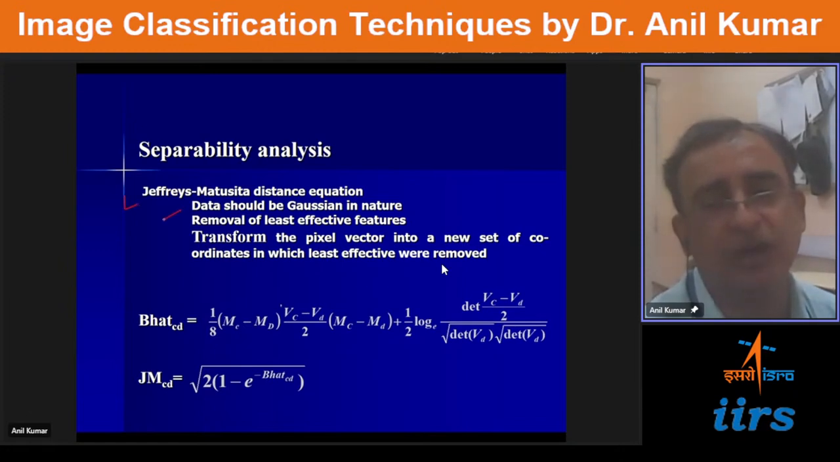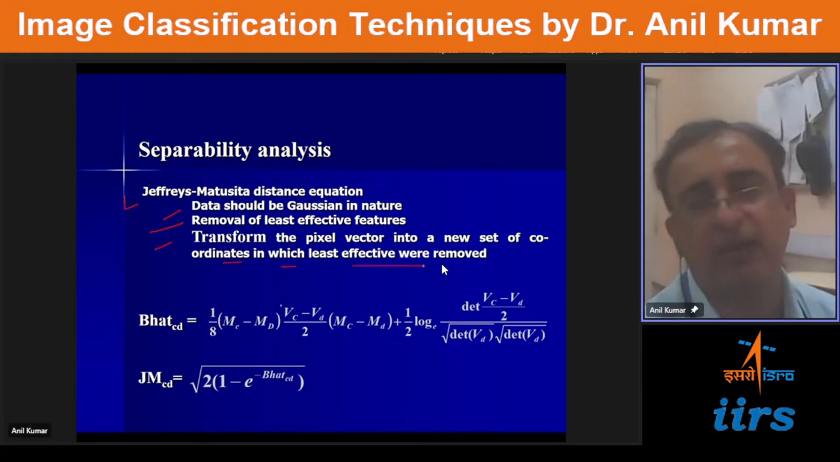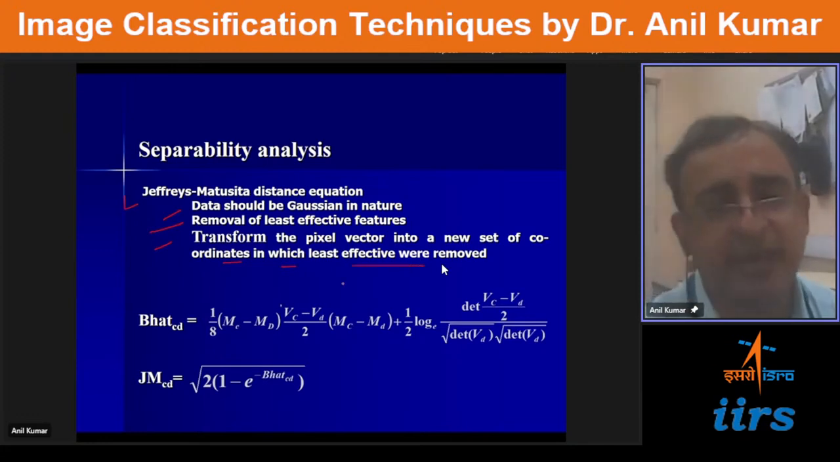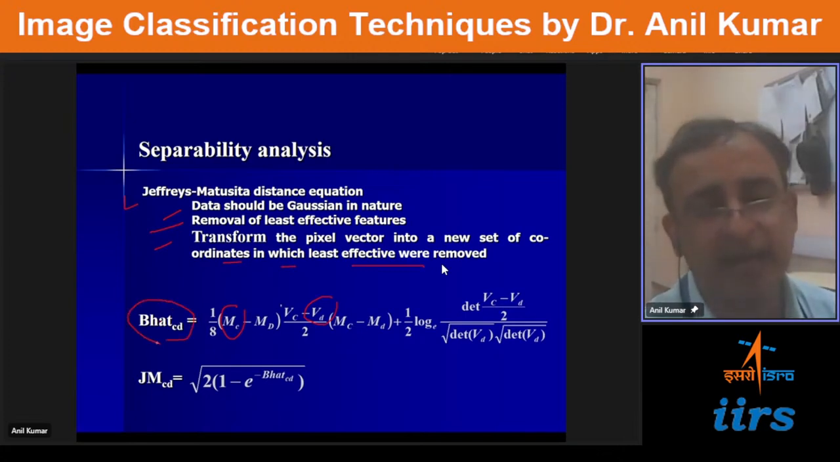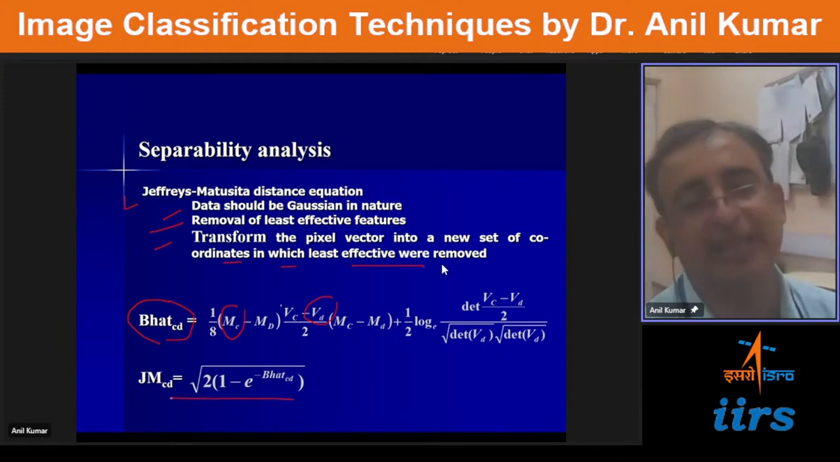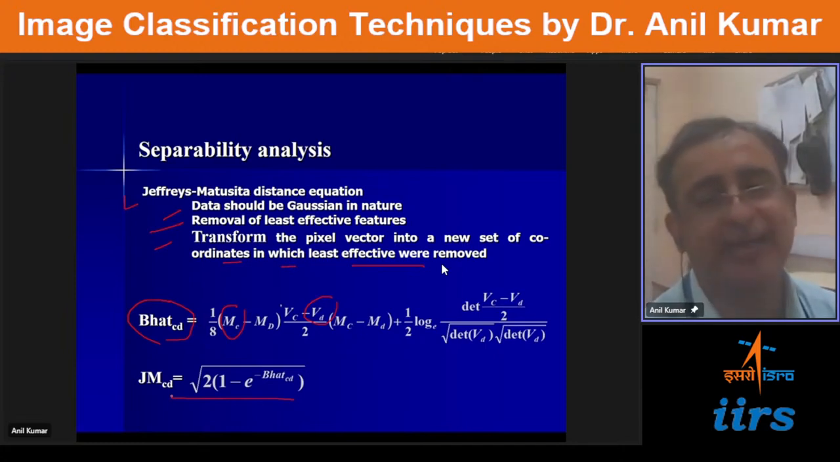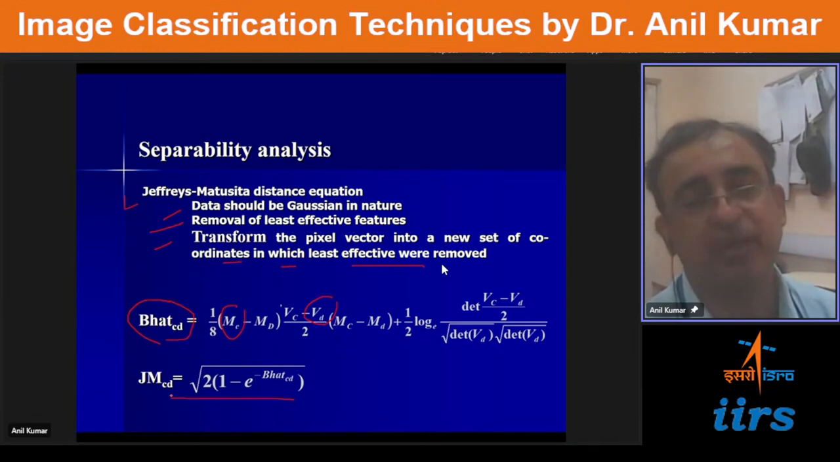Here the data should be Gaussian in nature, that means normal distribution, with removal of least effective features, and transform the pixel vector into a new set of coordinates in which least effective features were removed, right? So this way, if you see, it is again using mean and variance-covariance of two classes. It is calculating the Bhattacharyya parameter between C and D classes. Using the Bhattacharyya parameter, we can get the Jeffries-Matusita distance. Again, as per the value of Jeffries-Matusita distance, we can understand how much is the separation between classes.